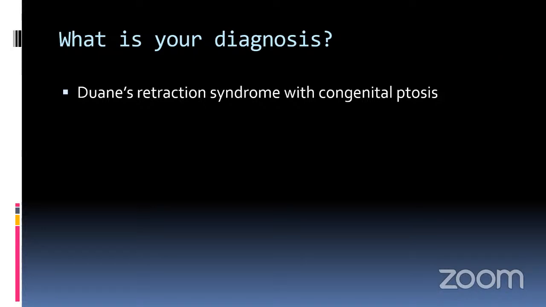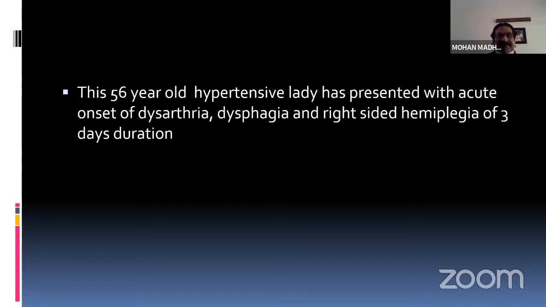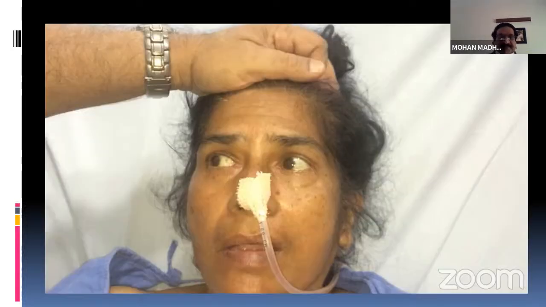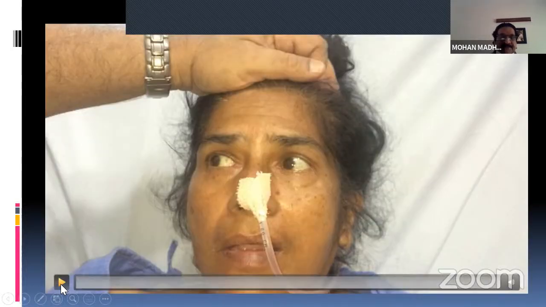I'll go to the next case now. A 56-year-old hypertensive lady has presented with acute onset of dysarthria, dysphagia, and right side hemiplegia of 3 days duration. Look at the video of the patient. I will show the important findings.